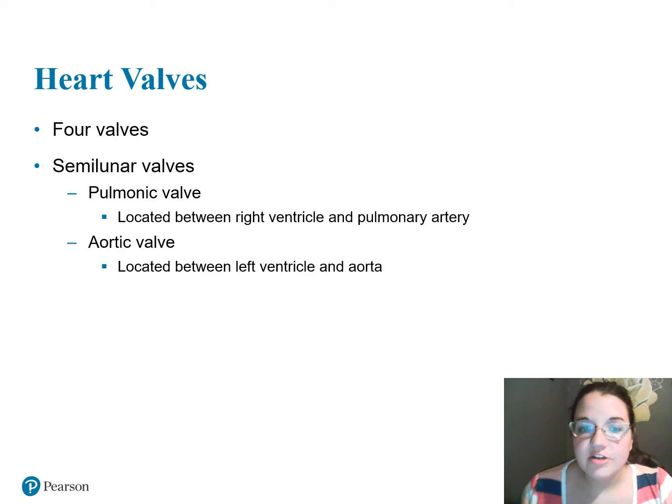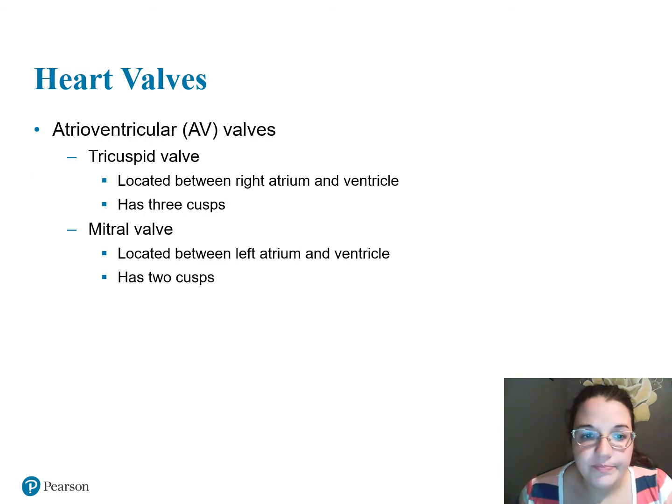Okay, so then here's your valves. You have 4 valves. So your semilunar, that's that moon-shaped valve. You're going to have your pulmonic valve, which is located between your right ventricle and your pulmonary artery, and your aortic valve, which is located between the left ventricle and aorta. You're going to have tricuspid and mitral.